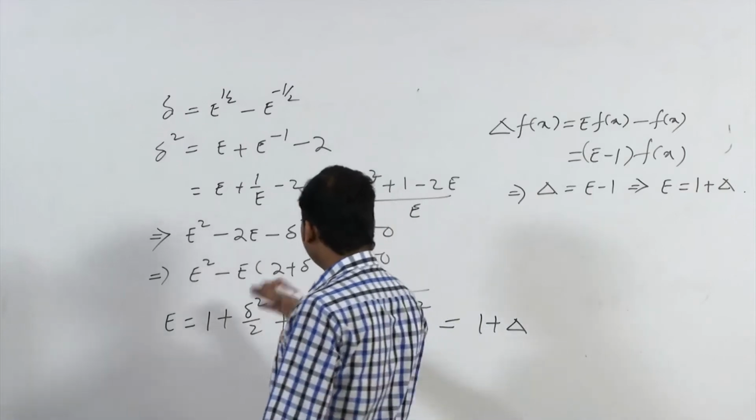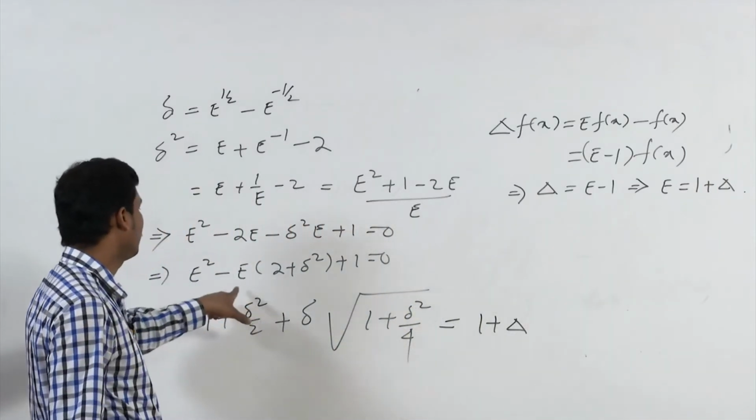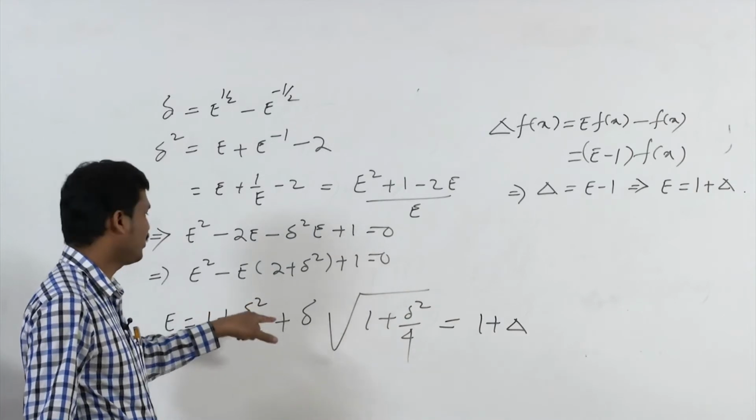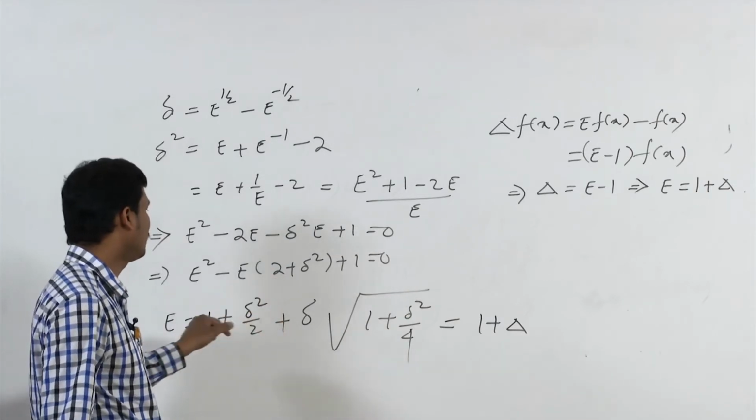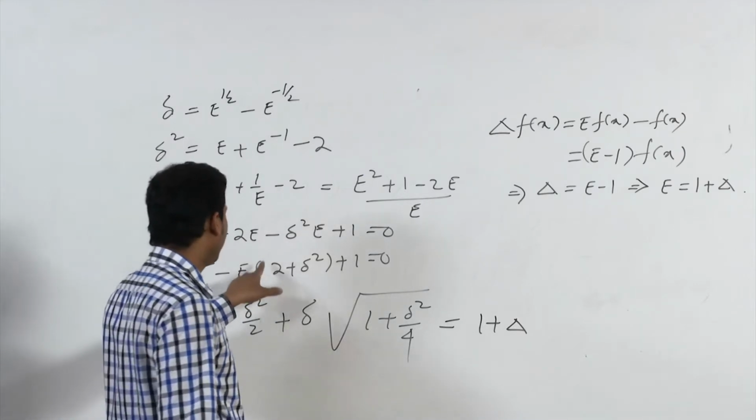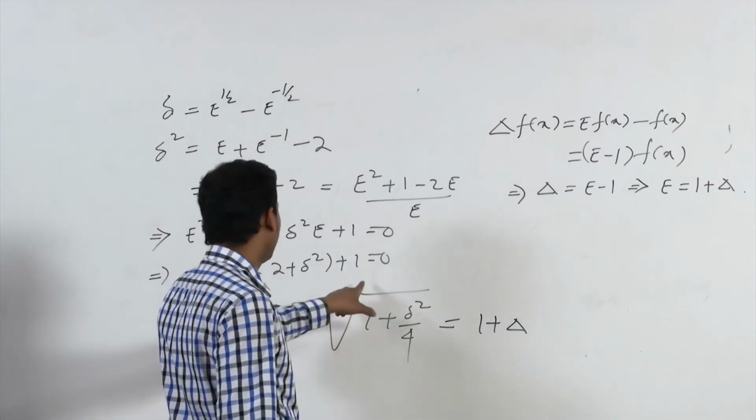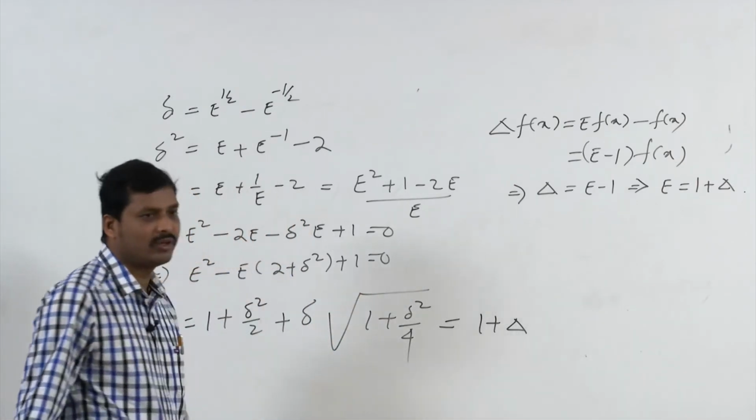So directly, if you want to find this root, we can write it as minus b plus or minus square root of b square minus 4ac, over 2a. Here a is 1, the b coefficient is minus (2 plus delta square), and c is 1. So that is why this is the root for this equation.